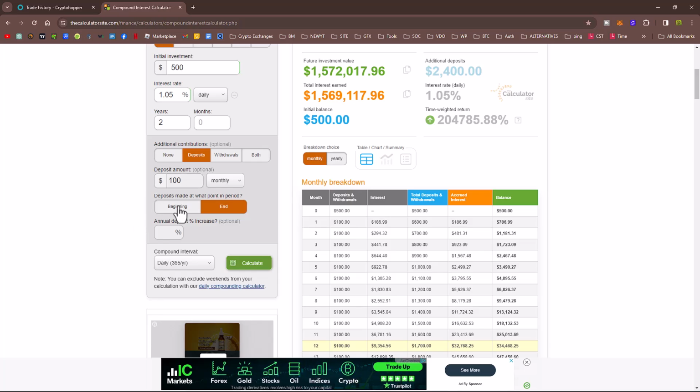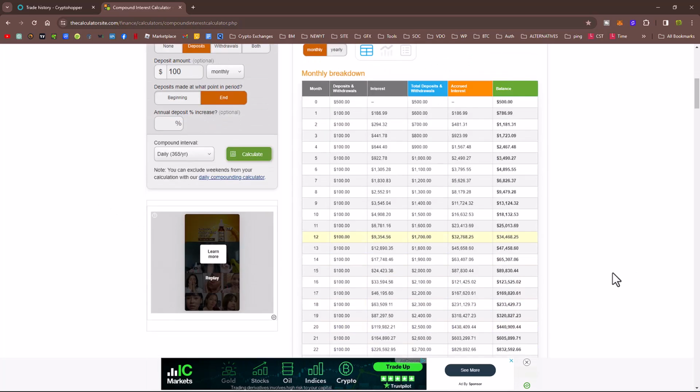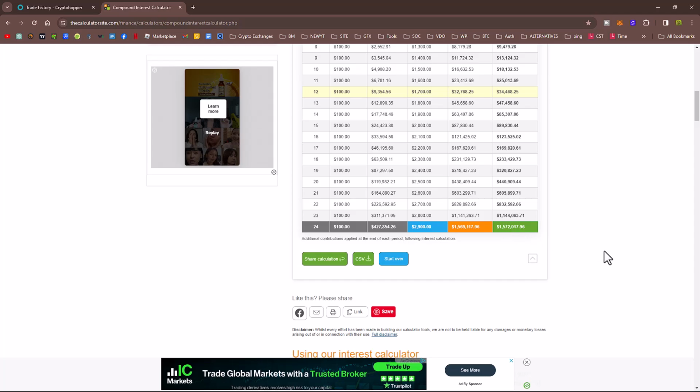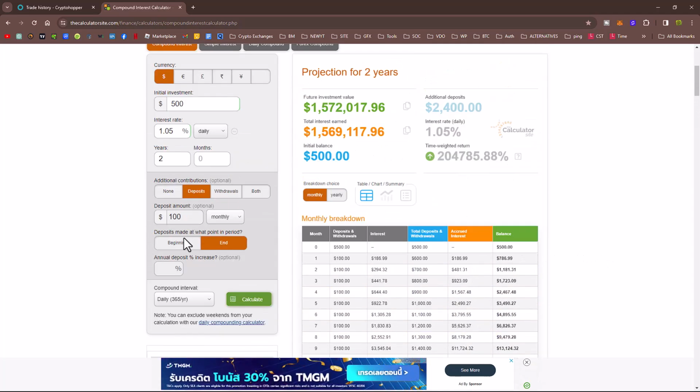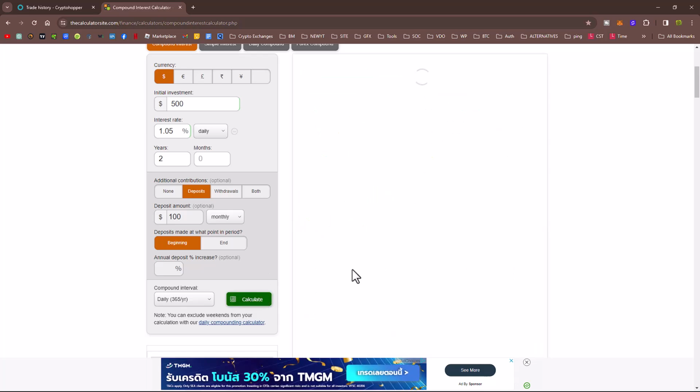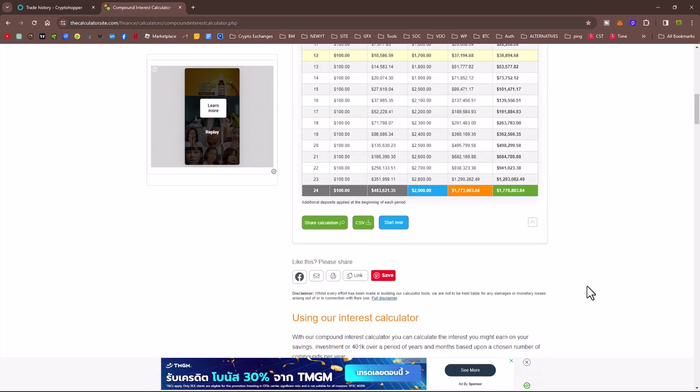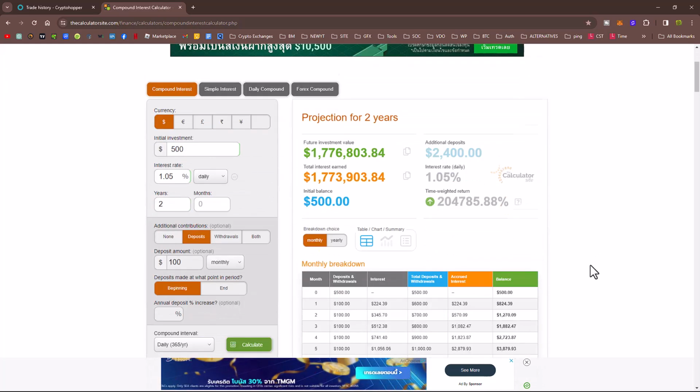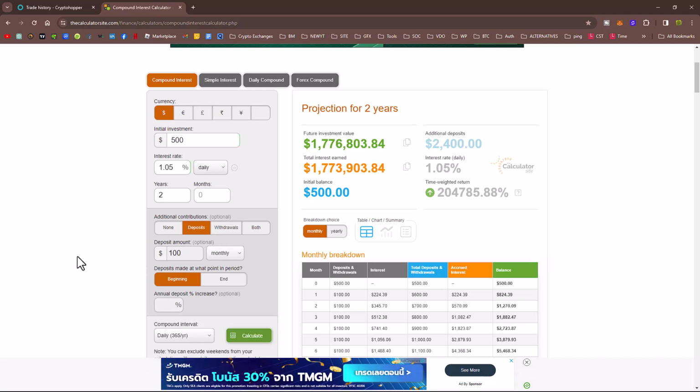Alright, let's see the difference. 1.572 million. If we change that to the beginning of the month, let's see what happens there. I'm sure it's going to be even better. Yeah, 1.77 million after 2 years. And can the bull market go for the next 2 years? Possibly. I'm thinking more like 18 months.